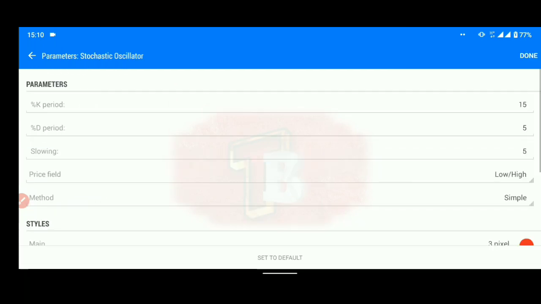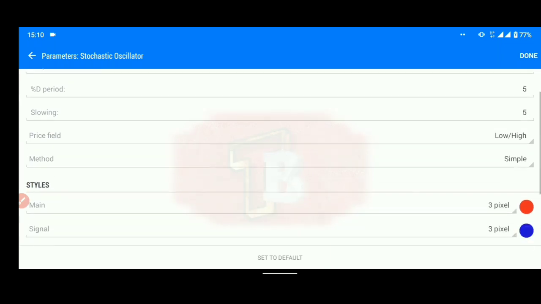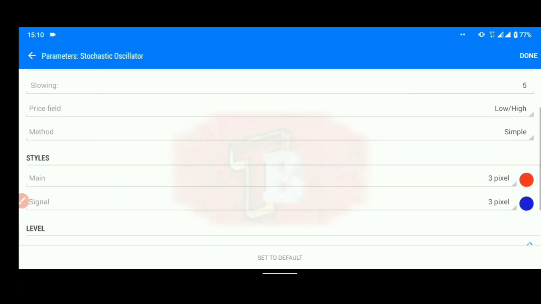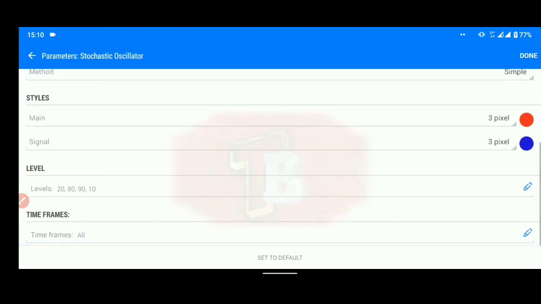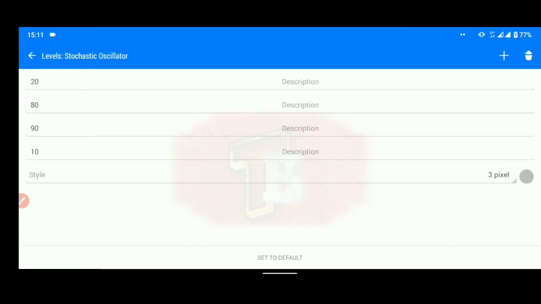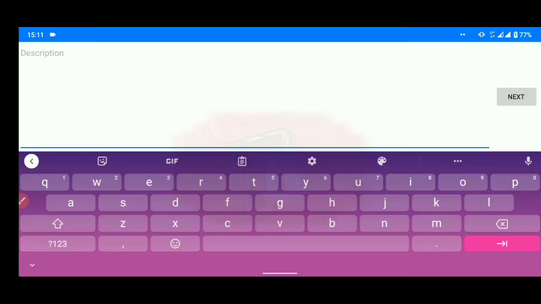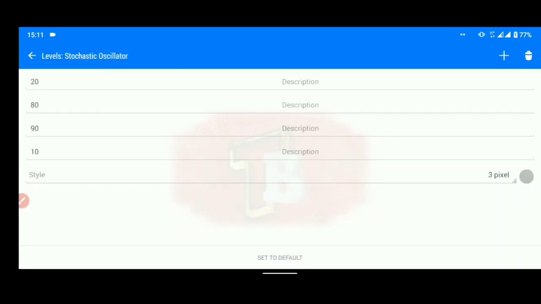All right, now the stochastic oscillator K period is 15. The D period is 5. Slowing is 5. Price field is low/high, and method is simple. We just want to use the simple method. Then the levels we have are 20, 80, 90, and let me add some description to it. Now this should be our 20 level.